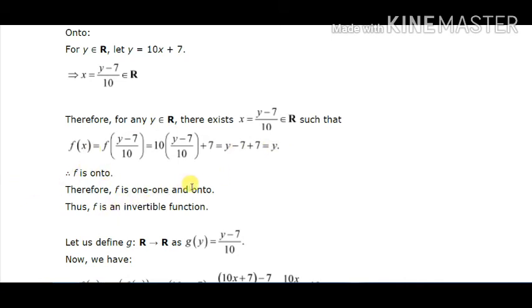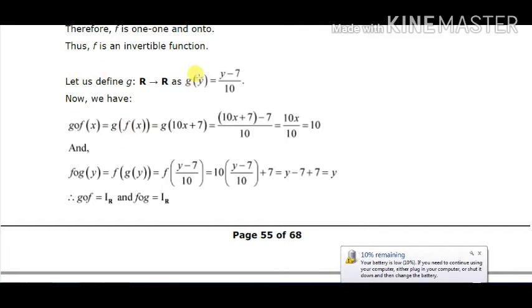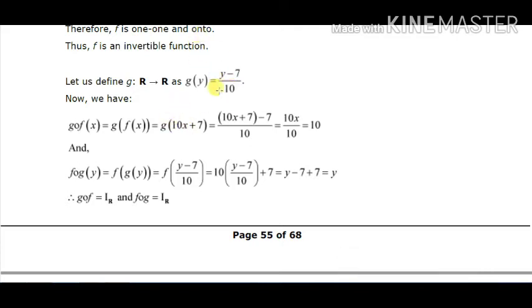Now f is a 1-1 onto function, so it is an invertible function. Now what is its inverse? The x that we have found is actually the inverse. So we define this g from R to R as g(y) = (y − 7)/10. The x that came out, we have defined as g(y).